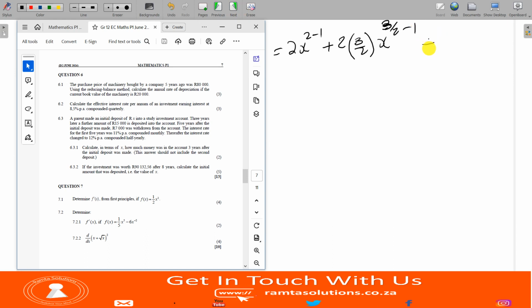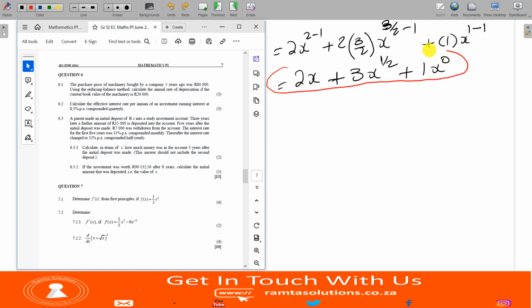Plus x, obviously it's 1 that is being dropped because it's power 1. Then we have 1 minus 1. Now this 2 and the 2 are cancelling. You're left with 3 over 2 x to the half, plus 1 times x to the 0. This step, let me highlight it with a different color. However, our final answer is 2x plus 3 over 2 x to the half plus 1.